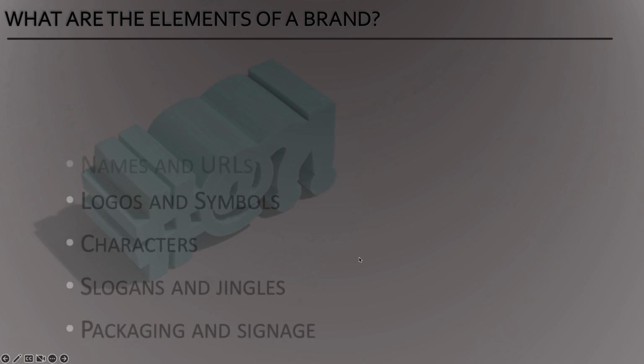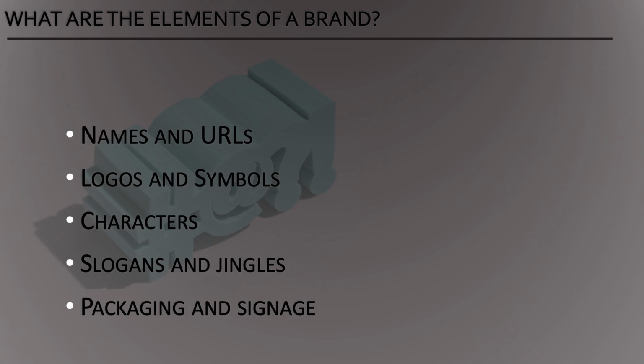So if we think about the elements of a brand, you have the name, the URLs, the logos, the characters, all those different things that come to mind when a brand comes to mind. Of course, you have slogans and packaging and signage, distinctive packaging and distinctive signage. Think about the green color of Gain when you're picking up that laundry detergent. That's a distinctive color. Or a slogan or a jingle.